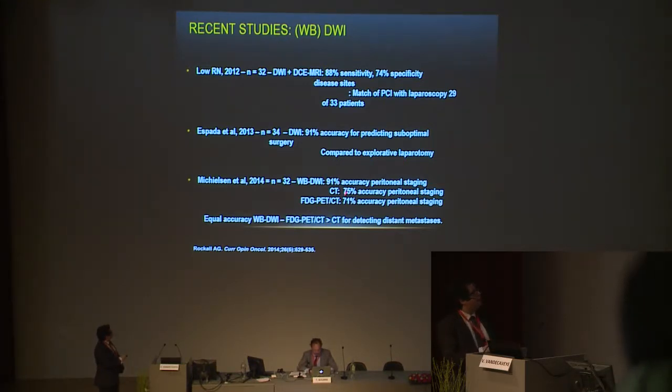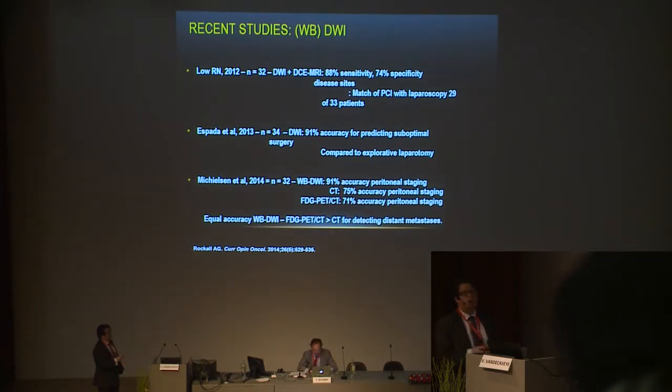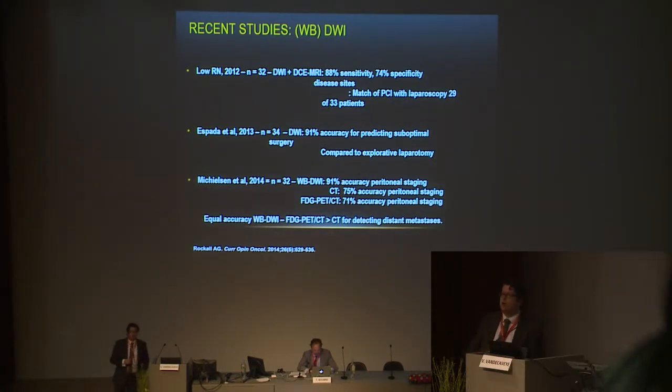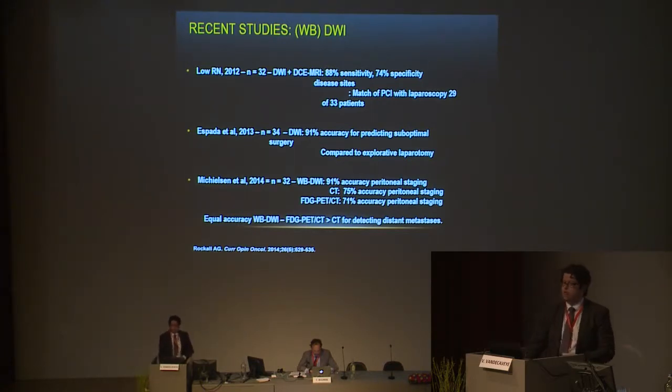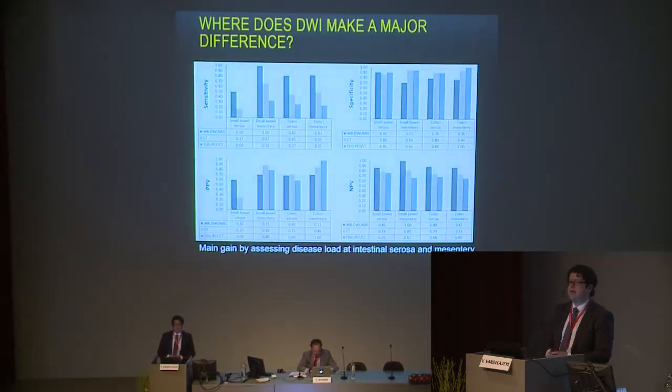Our study with whole body diffusion, well, this is the one that I show. We are now at the analysis stage of 170 patients meanwhile, and we have included in the study 360 patients. That shows the high accuracy for peritoneal staging compared to CT and PET-CT, with equal accuracy for detecting thoracic metastasis. And this is very important to go further and apply the technique on the prediction of operability.